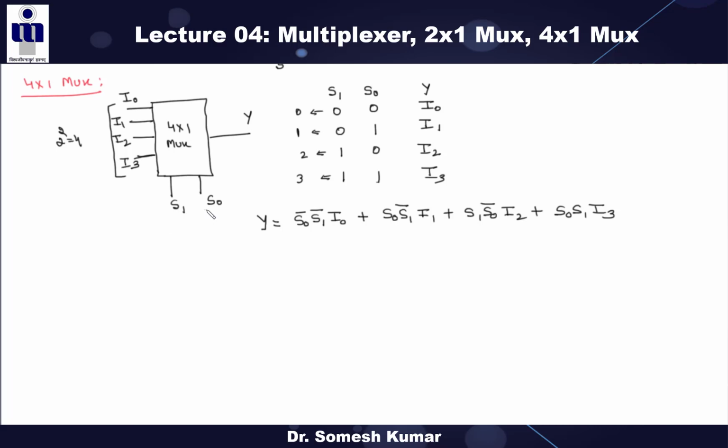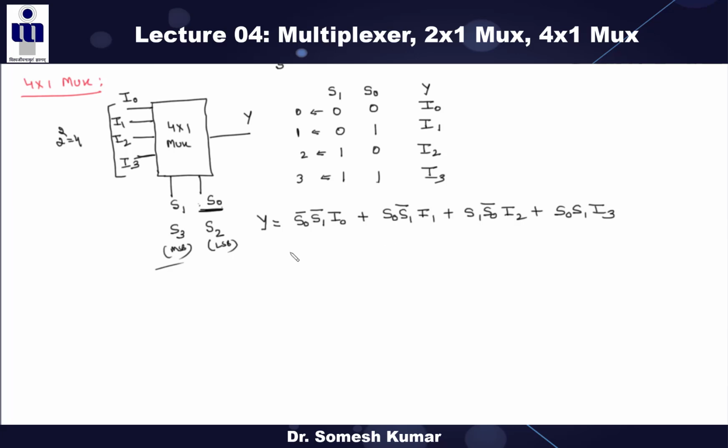If you are making it the MSB or LSB, then you have to mention it. If you did not mention anything, it is understood that this S naught is your LSB. If you are making S1 or any other thing the LSB, for example, if you represent the select lines with S2 and S3, then you have to mention that S2 is your LSB and S3 is your MSB, right? Clear? If you are taking the serial order, then it is understood.